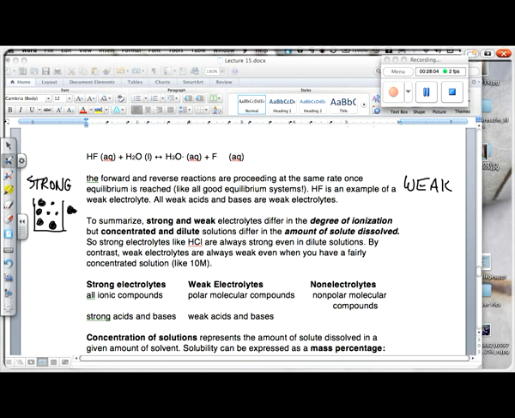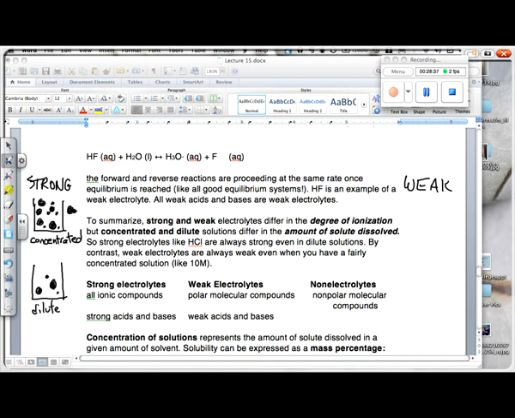And there's lots of particles in this one because this is concentrated, meaning I have lots of solute of a strong electrolyte. Here is a strong electrolyte where every particle is still broken apart, but it's not as concentrated, so we call it dilute.